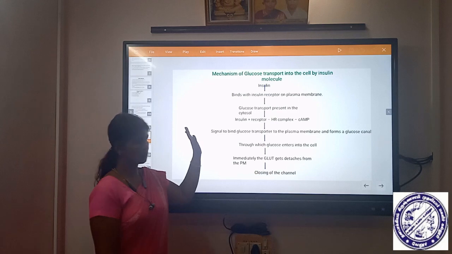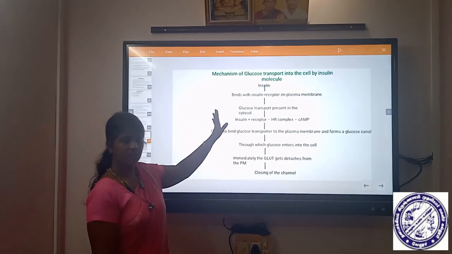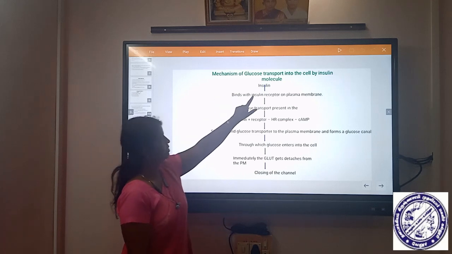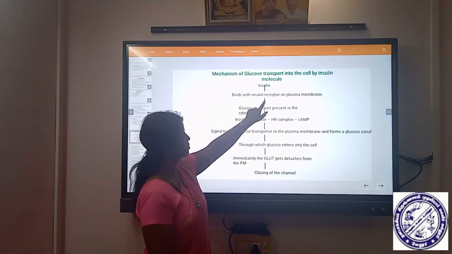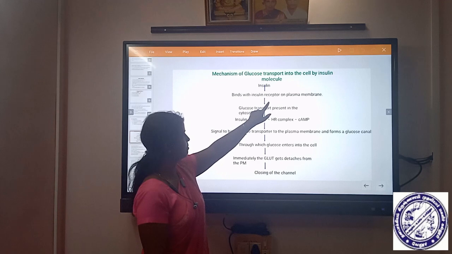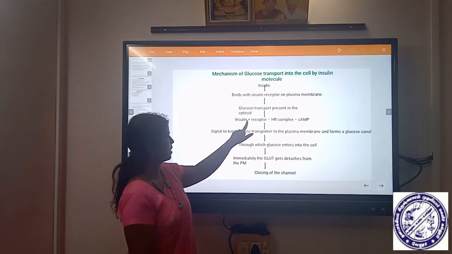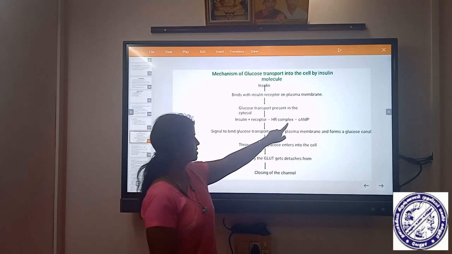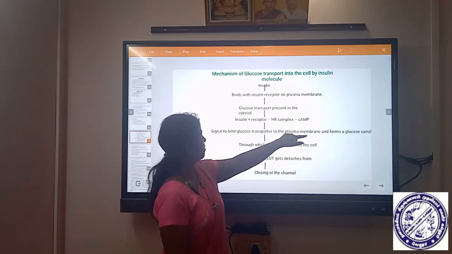The mechanism of glucose transport into the cells by the insulin molecule is represented here. Whenever the insulin molecule binds to the receptor present in the plasma membrane, it forms a complex called the insulin receptor complex, that is IR complex. It catalyzes the cyclic AMP formation.